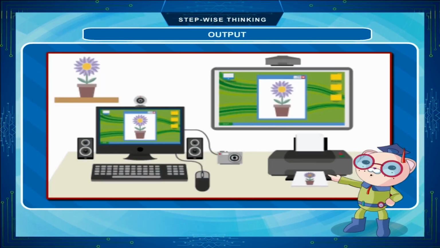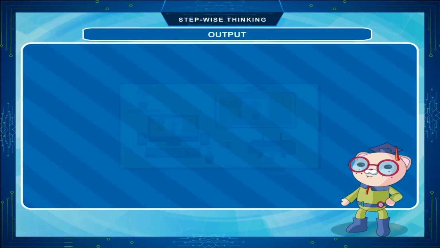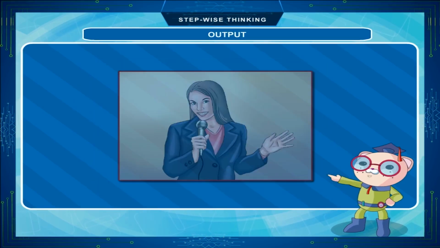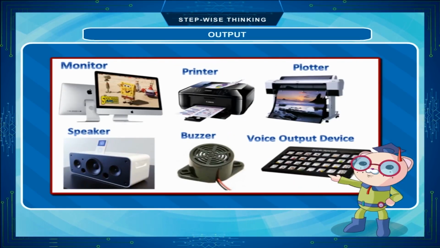We use different parts for this action. In human beings, we use the mouth to speak and hands to write, while in case of computers, we use printer, monitor and speakers as output devices.